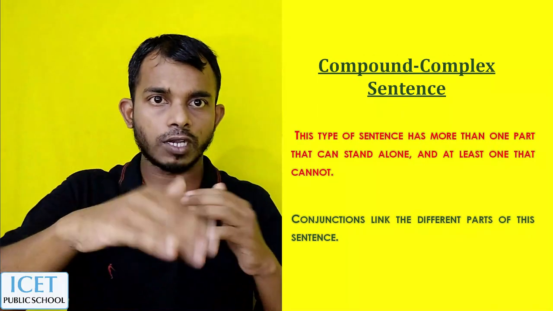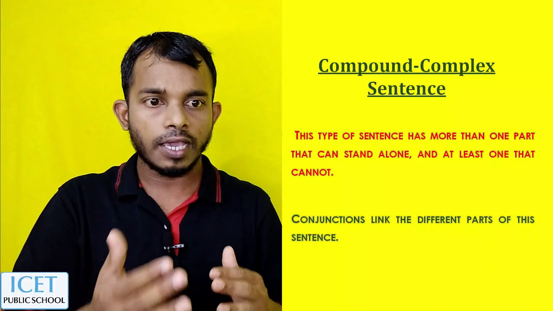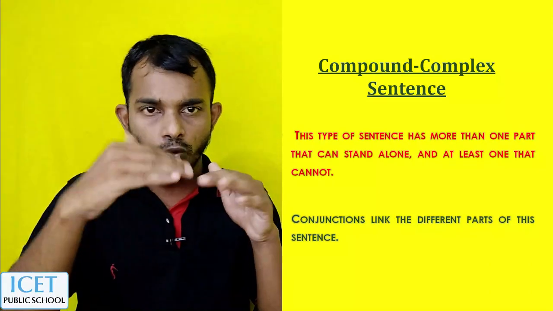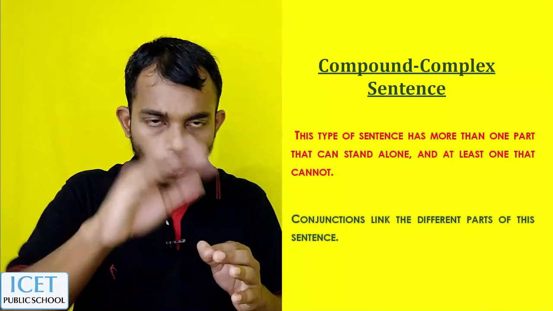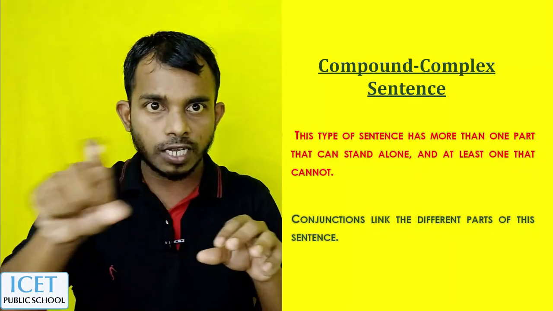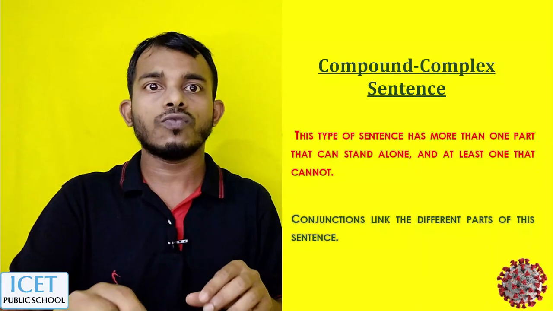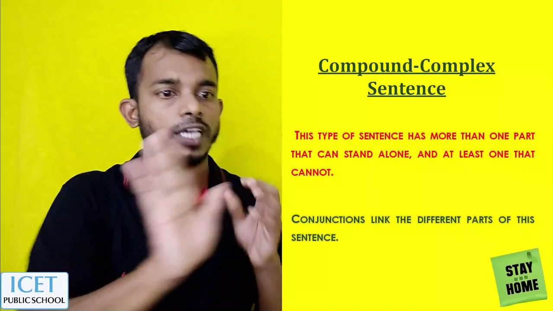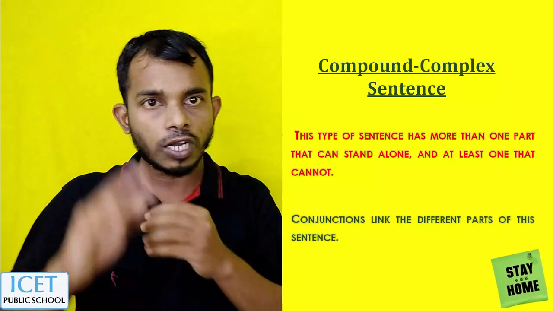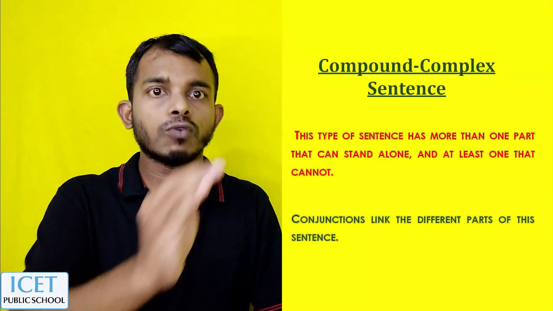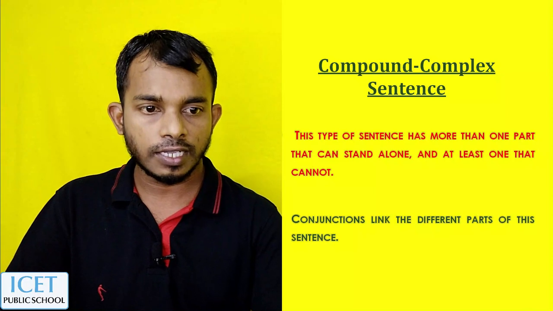The sentence will have many parts, and in this type of sentence, it will have more than one part. Many parts means many clauses. Out of that, any one of the clauses cannot stand alone. All others will stand alone. This is what is called a compound complex sentence.